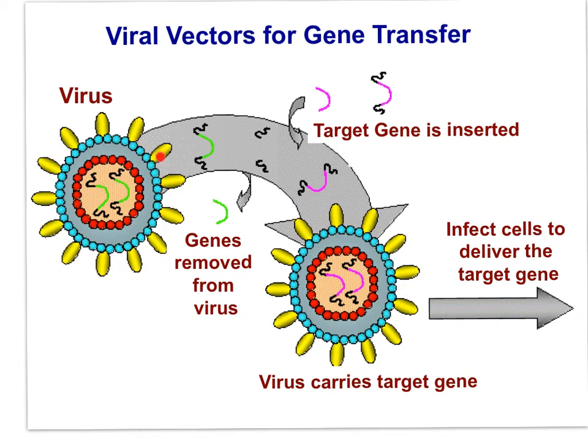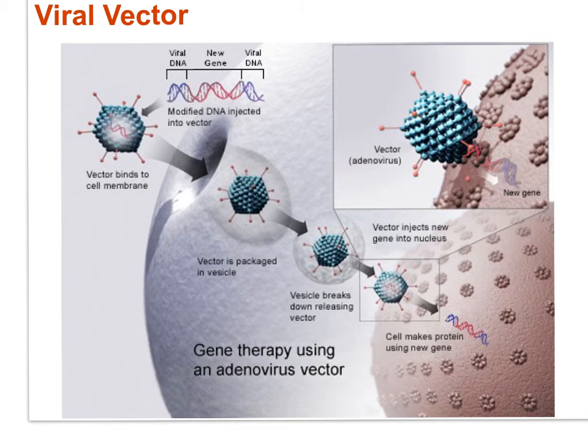Again, in this diagram, you can see a virus that has had its genome genetically modified with the target gene inserted. The virus infects a cell, delivering the target gene. In this image, the virus has had a new gene inserted into its genome. The virus infects a cell, delivering the target gene to the cell nucleus. The cell is now genetically modified, ready to produce novel protein products.